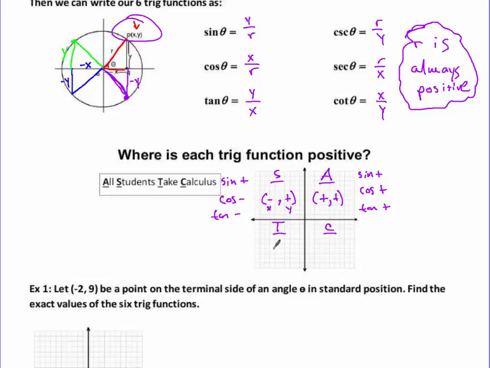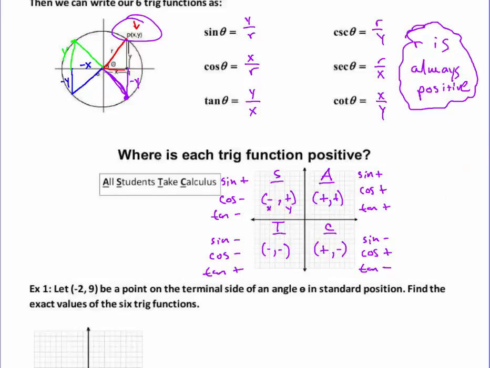We come down into our third quadrant, where our T is, and we get negative, negative. That's negative x's, negative y's. So that means that our sine will be negative, our cosine will be negative, but our tangent will be positive because it's negative over negative. And our last one, our fourth quadrant with the C, the x values are positive and the y values are negative. So what that translates to is our sine will be negative, our cosine will be positive, and our tangent will be negative.